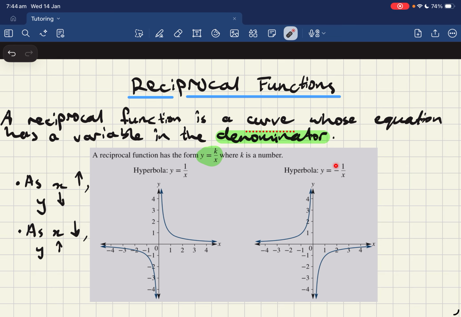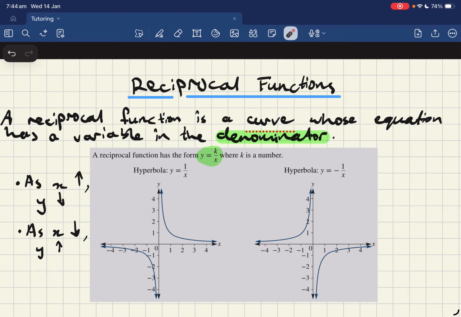However, the negative, like we've seen with negatives in the past for our other functions, it just reflects the graph. So here, this one and this one, we have it in the first quadrant, in the third quadrant. Here, the graph has been reflected. So this one has been reflected down to here. So the first has been reflected into the fourth. The third quadrant has been reflected into the second.